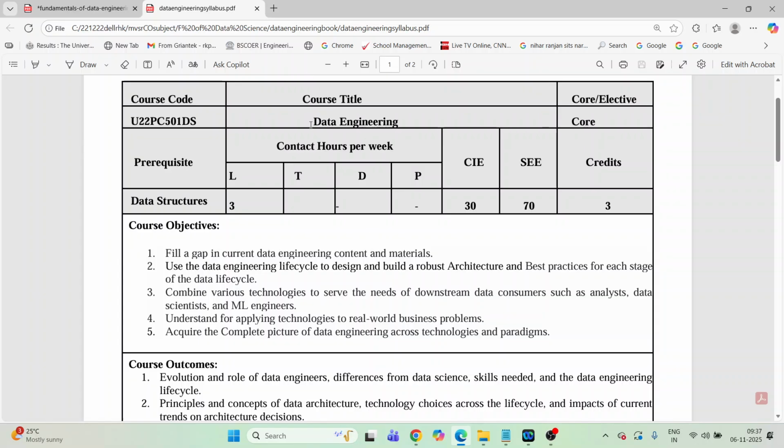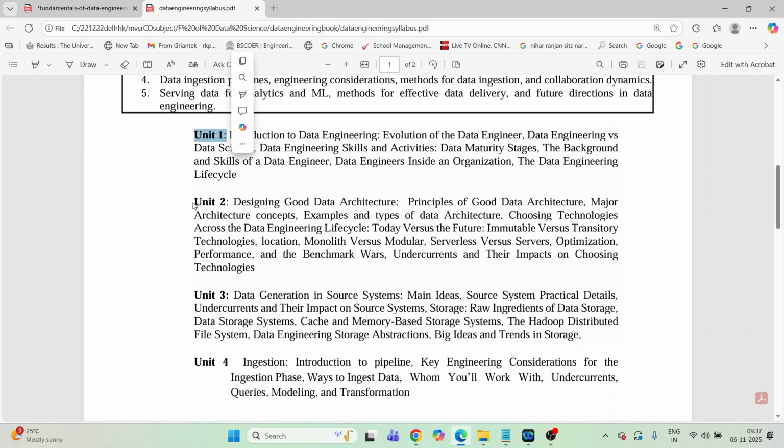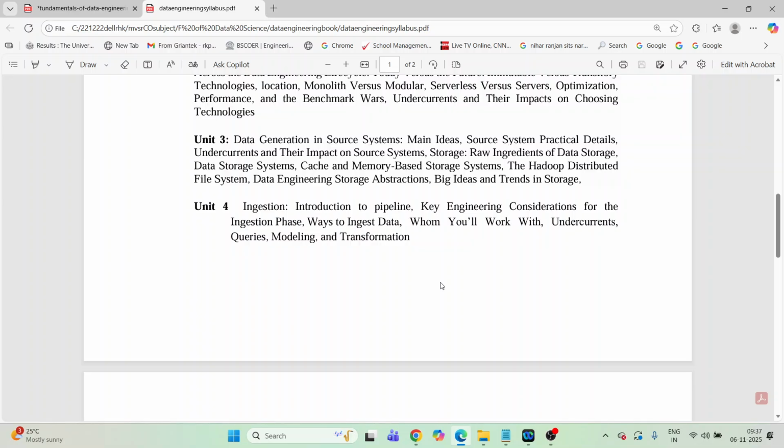So we are learning our subject data engineering, and we have completed Unit 1. We have completed Unit 2, and in Unit 3 we have completed Hadoop distributed file system, as well as data generation till here. So what will be our today's target? Today's target will be a topic called storage, which involves raw ingredients, data storage systems, cache and memory based storage. Then we'll be looking at storage abstractions, big ideas and trends in storage.